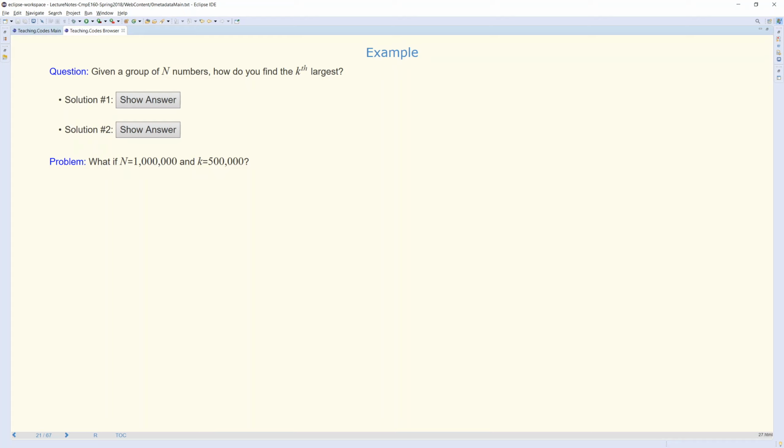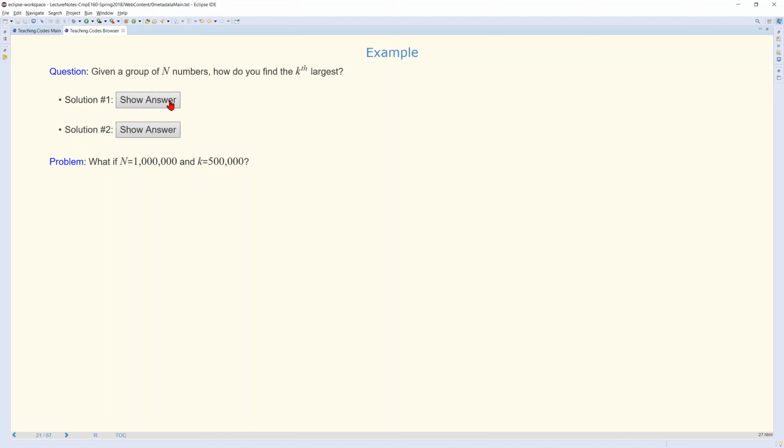Consider a question like this: you're given a group of n numbers and you want to find the kth largest. Now, finding the largest value is simple. How about the kth largest value? There could be some solutions.